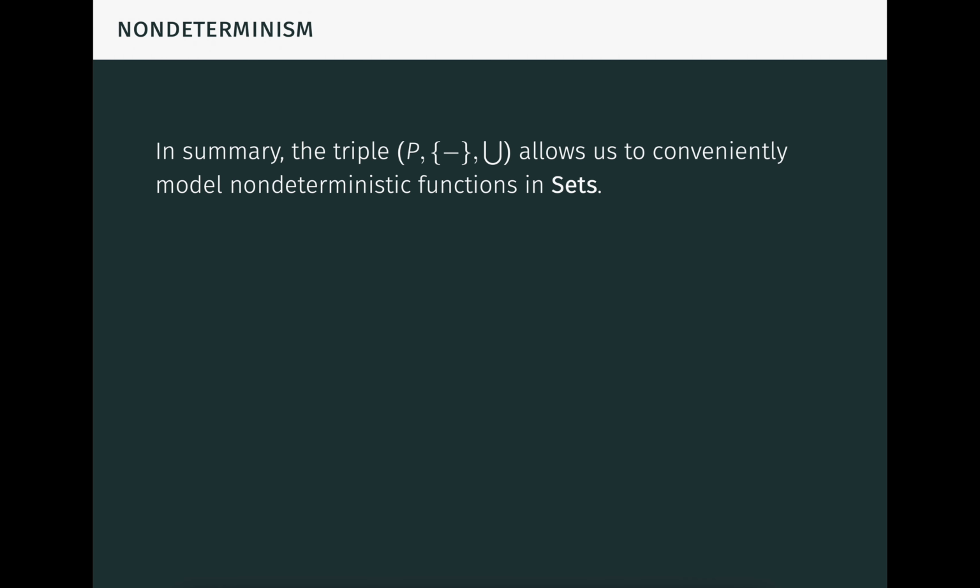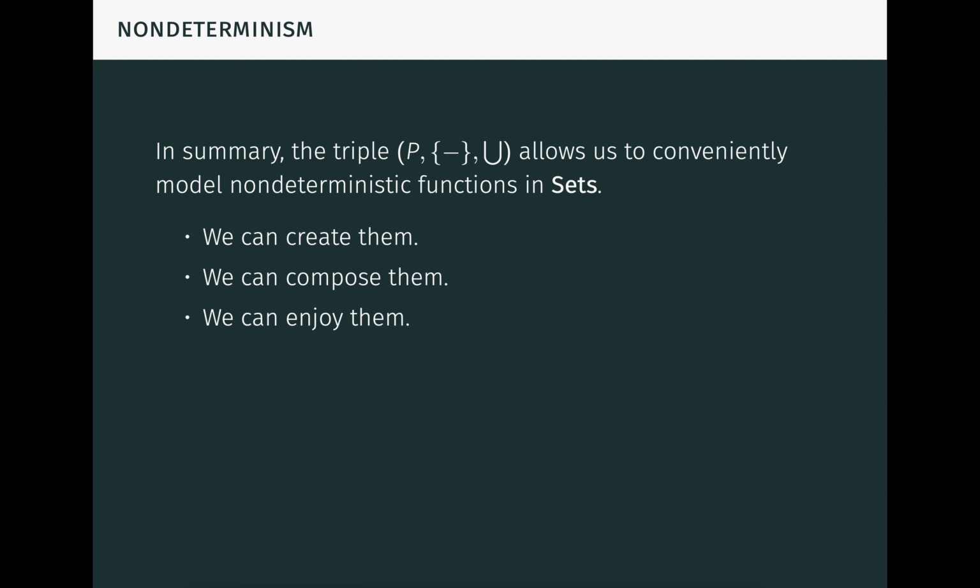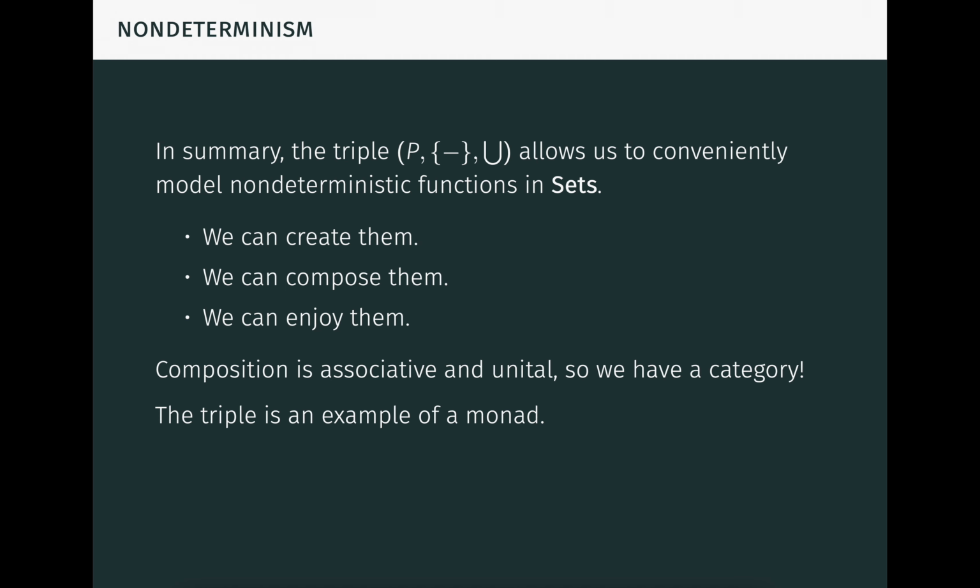In summary, the triple consisting of the power set functor, the singleton operation, and the union operation allows us to conveniently model non-deterministic functions in the category of sets. We can create them, even from ordinary functions, using the singleton operation. We can compose them using the power set functor and the union operation, and we can enjoy them because the operations involved are all well behaved. In fact, composition is associative and unital, so we actually have a category of sets and non-deterministic functions. The triple is an example of a monad. The category is an example of a Kleisli category, which we'll say more about later.